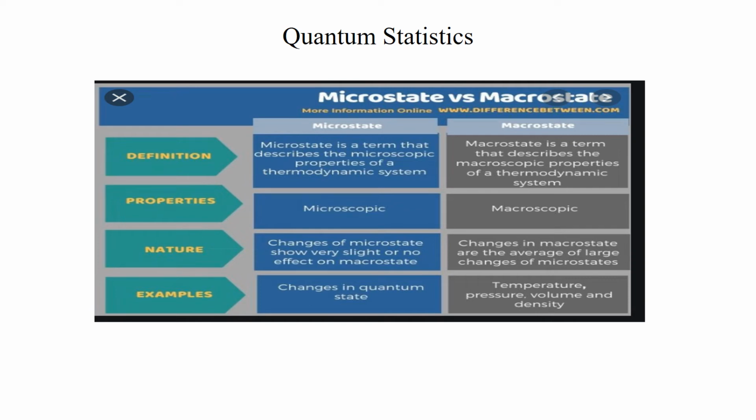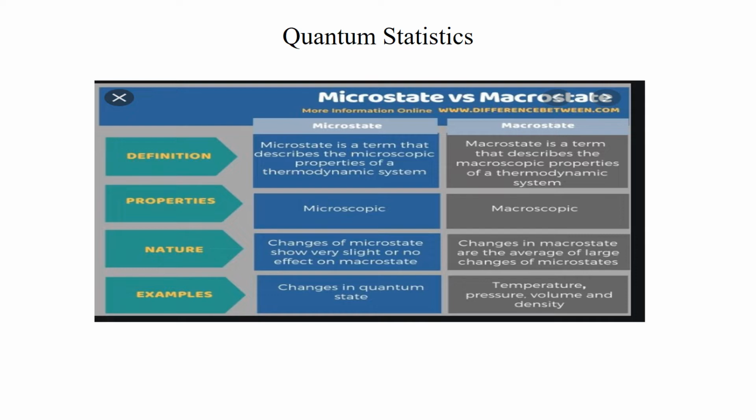Quantum statistics. In quantum statistics, first is microstate and macrostate. In statistical mechanics, a microstate is a specific microscopic configuration of a thermodynamic system that the system may occupy with a certain probability in the course of its thermal fluctuations, while macrostate of a system refers to its macroscopic properties such as temperature, pressure, volume, and density.